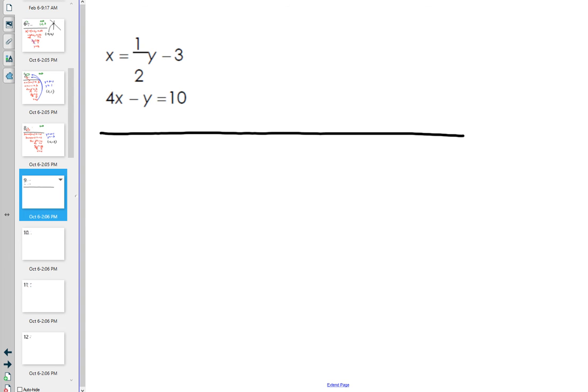Jasmine, you got it or no? You scared off by the fraction? Just tell me what you got. Don't be scared. Sebastian, you got it? Angelito, what'd you get? Okay, can we agree on a method? Yeah, let's do substitution.